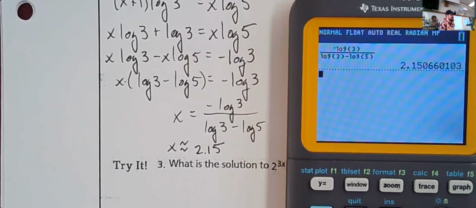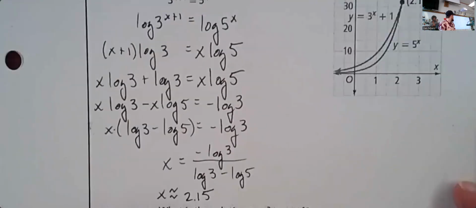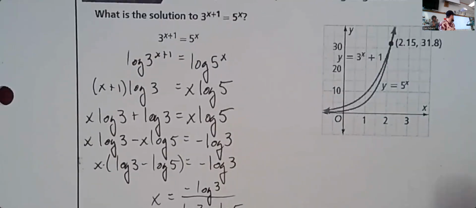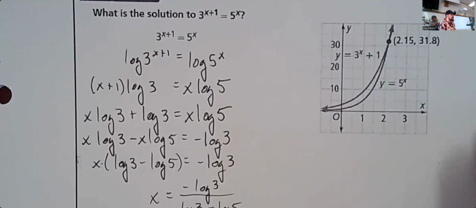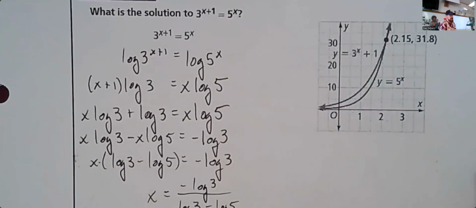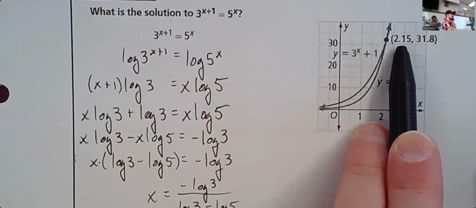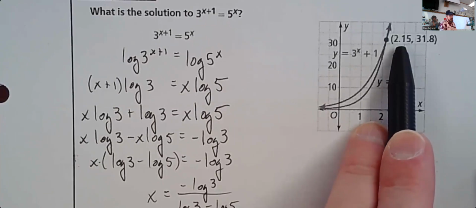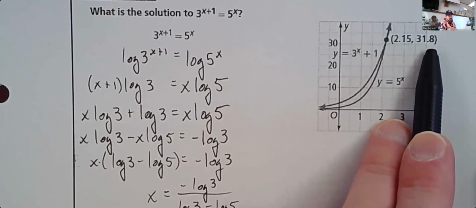We've kind of ignored it up until now. What do you notice about the graph? Where's the point of intersection of those two functions? Or what's the x value anyway? It's 2.15. And the y value is 31.8.